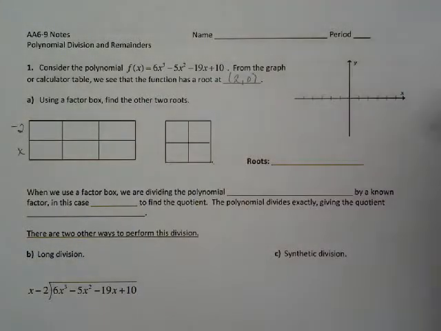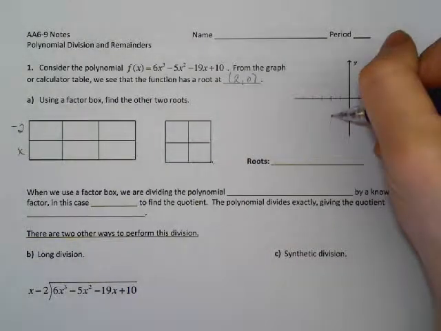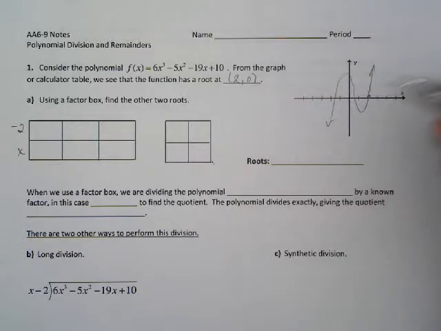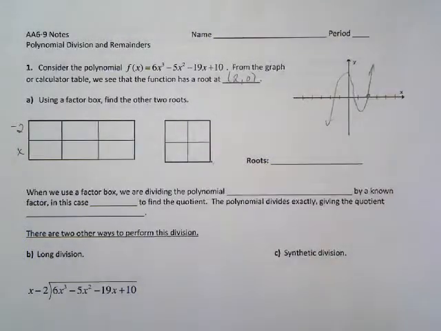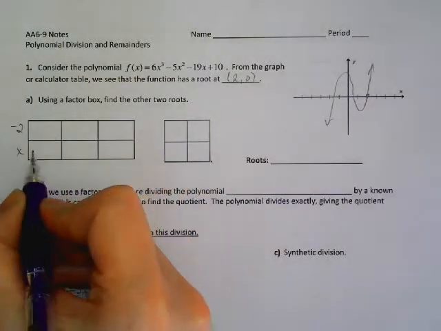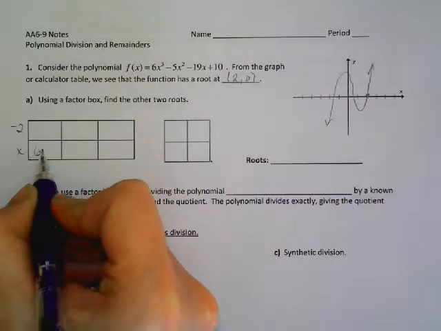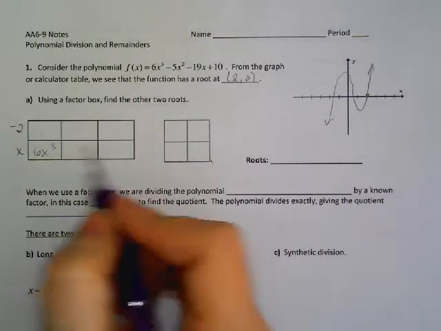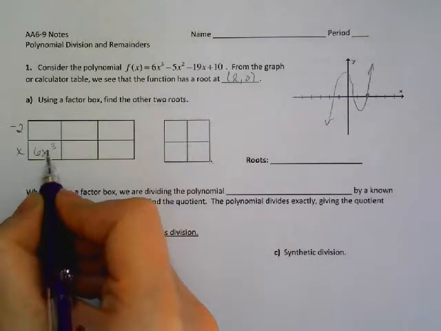Back to it. So the graph looked something like this. It did pass through 2. That was the one root we were certain of. It goes much higher and much lower, but I don't really care about that. So to factor this, we start with our first term here, that's 6x to the third, and we multiply from there.